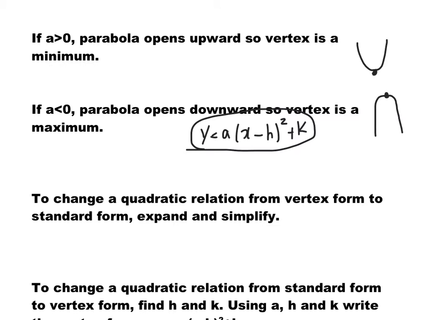And we have already covered how you expand this one. You write this one as y is equal to a times (x minus h) times (x minus h) plus k, and then you start multiplying every term, and you simplify, you get the standard form.